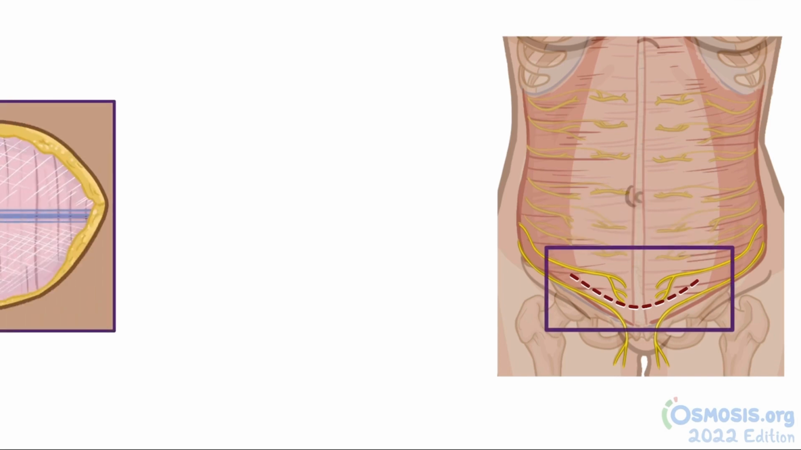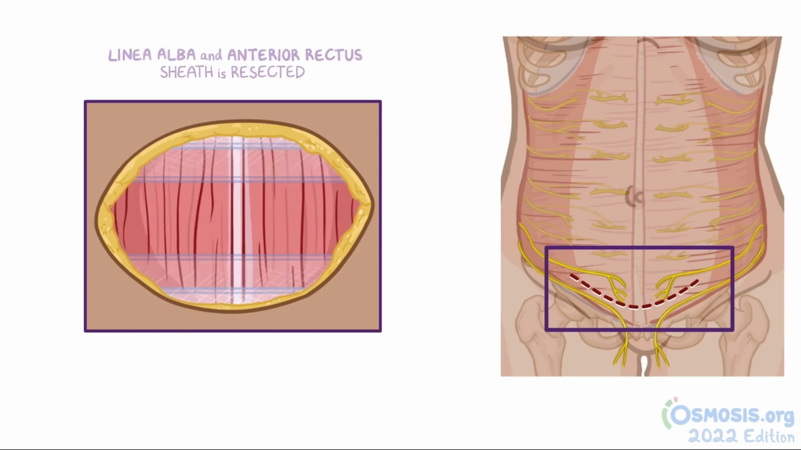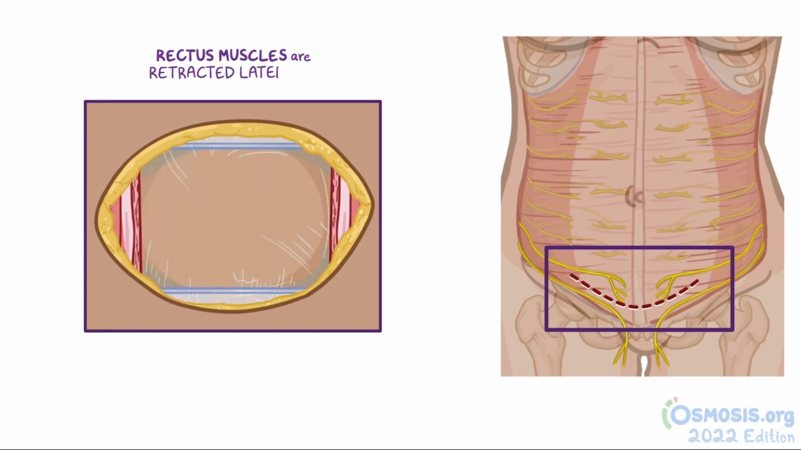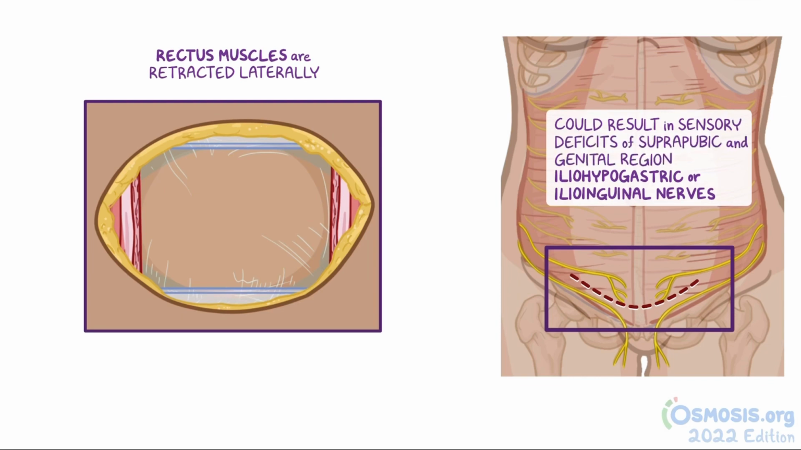Once this incision is made, the linea alba and anterior rectus sheath is resected, and the rectus muscles are retracted laterally. Care must be taken not to damage the iliohypogastric or ilioinguinal nerves, as damage to these could result in sensory deficits of the suprapubic and genital region.